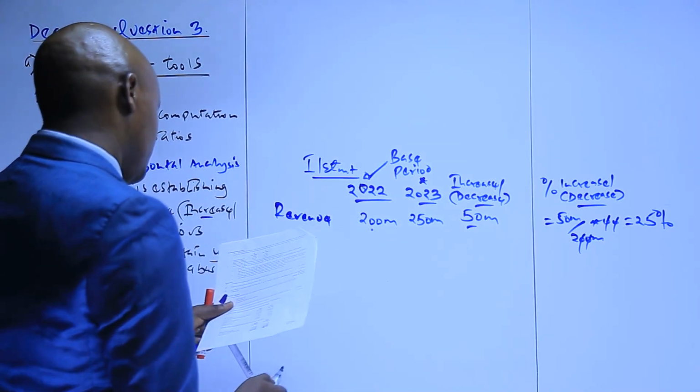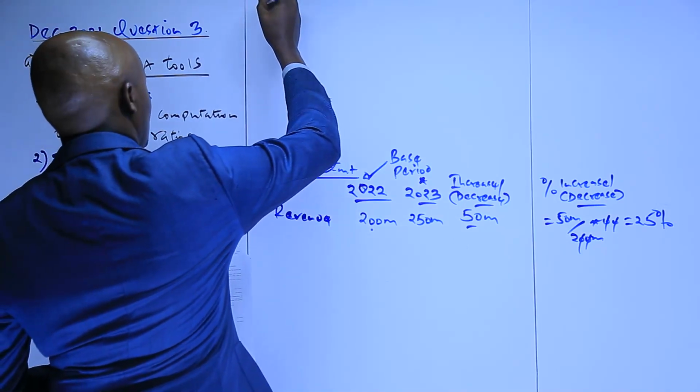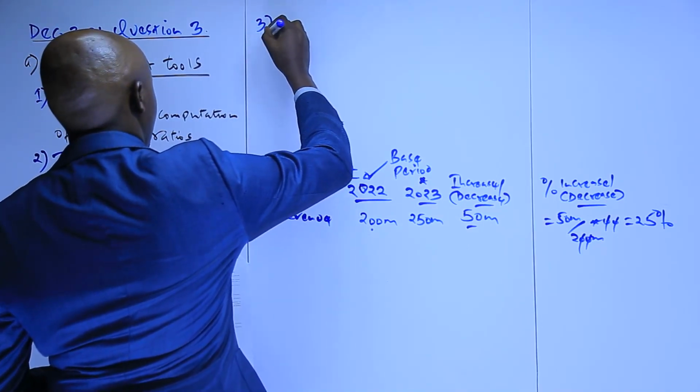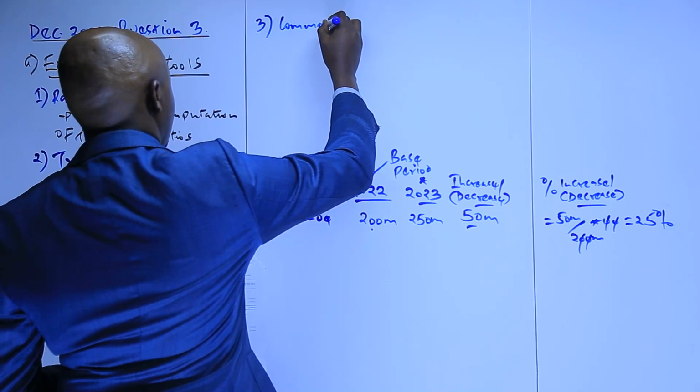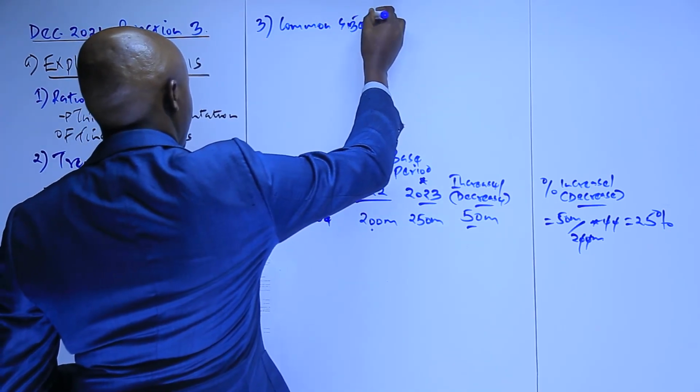So then we also are required to explain the other tool, number 3, common size financial statement.